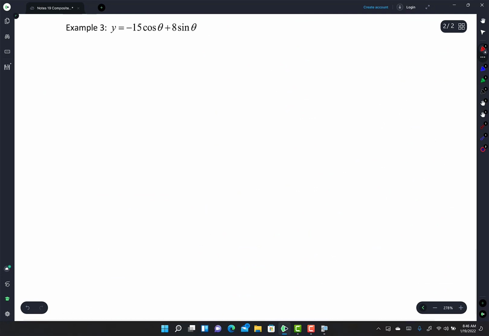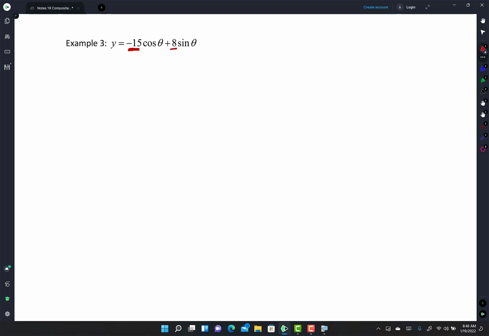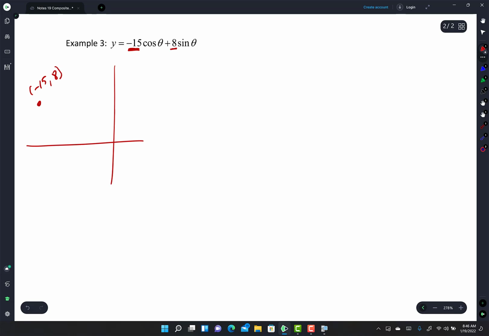As you can see, it's not that bad. So again, negative 15, that acts like an x coordinate. That 8 acts like a y coordinate. I'm going to emphasize quadrant 2. Negative 15, 8 point, not to scale. The amplitude is the distance from the origin to that point. Here's my reference triangle if you want it. The angle D is this angle.